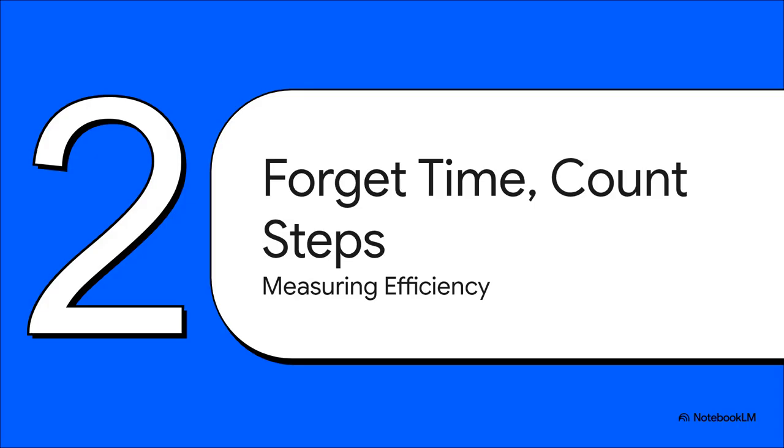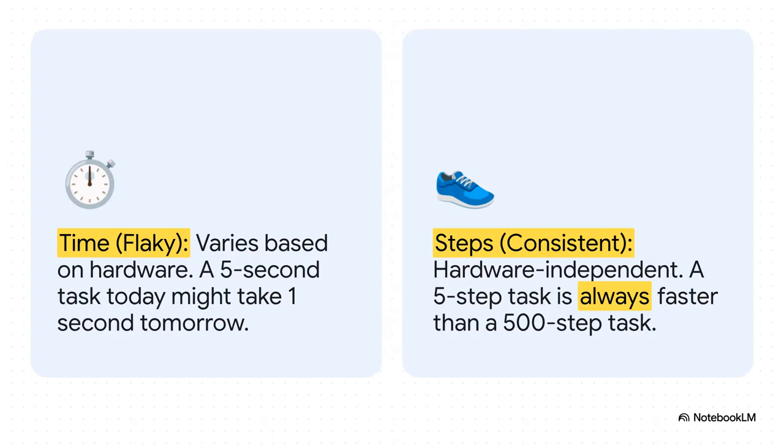But how do we actually measure that speed? This is where things get really interesting, because we have to change how we think about it. We're going to toss out the stopwatch. Instead, we're going to count steps. And why would we do that? Well, because measuring in seconds is just flaky. An operation that takes 5 seconds on my old laptop might take less than 1 on a brand new supercomputer. Time depends on the hardware.